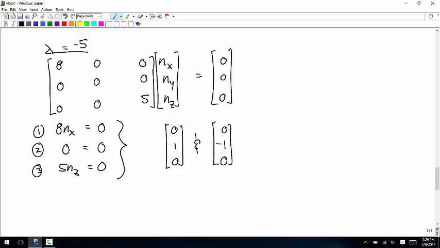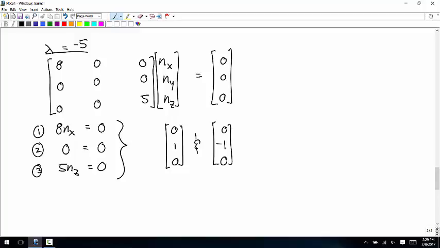It seems that because we don't have an equation for y, we choose it to be 1. Well, we know that our final vector has to have a length of 1. So if the other two are 0, all you can have is a 1 or a negative 1 in that remaining component.